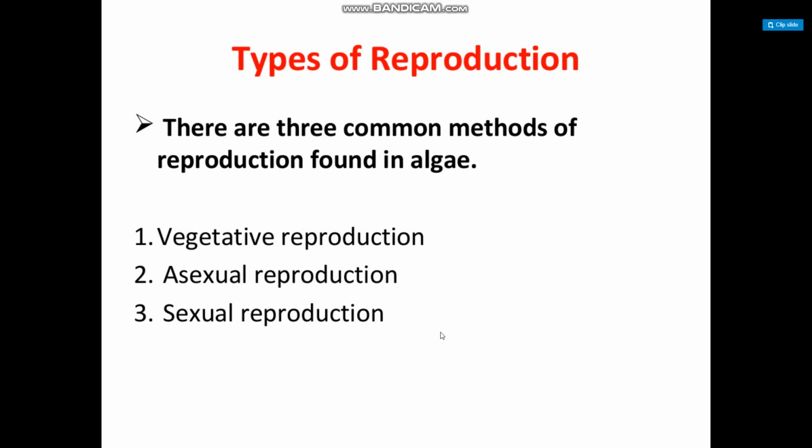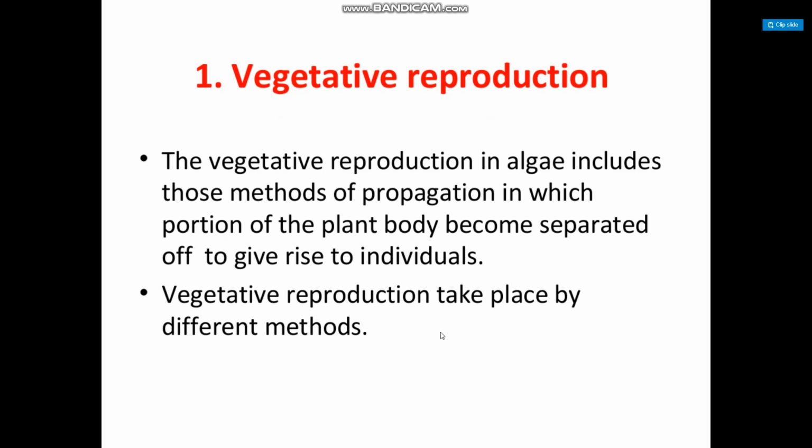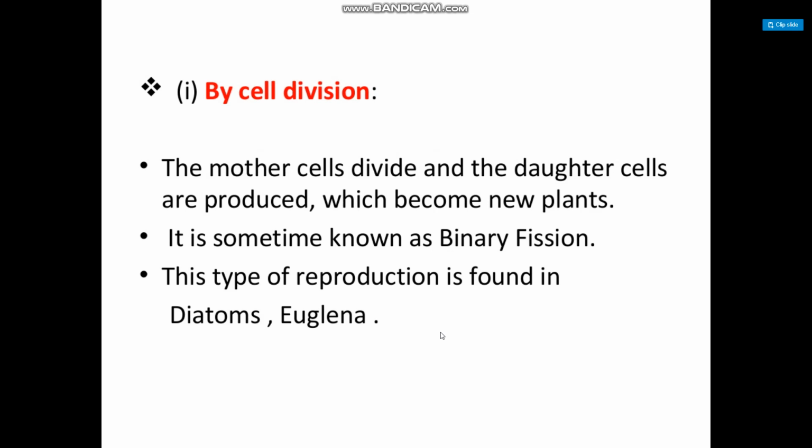So there are three common methods of reproduction found in algae. The first one is vegetative reproduction, the second one is asexual reproduction, and the third one is sexual reproduction. First, vegetative reproduction. Vegetative reproduction in algae includes those methods of propagation in which a portion of the plant body becomes separated off to give rise to new individuals.